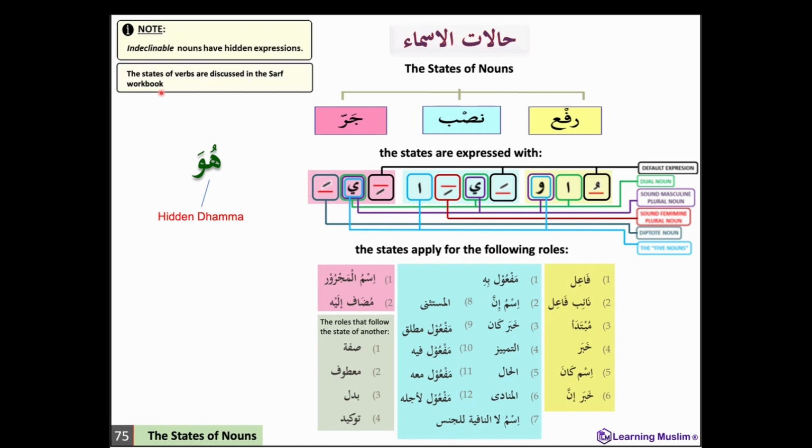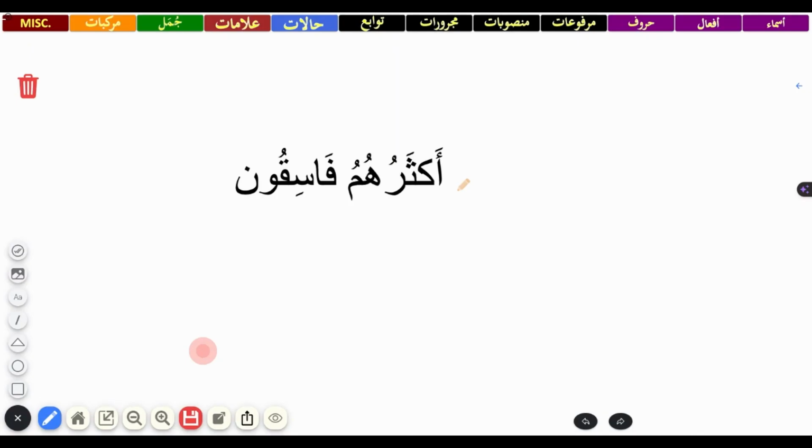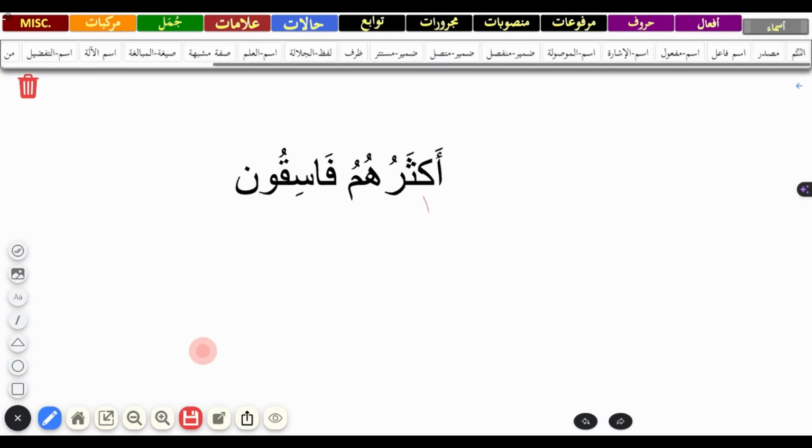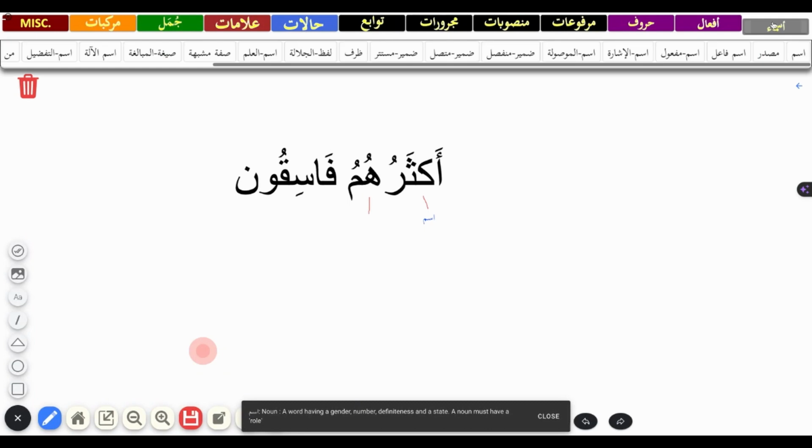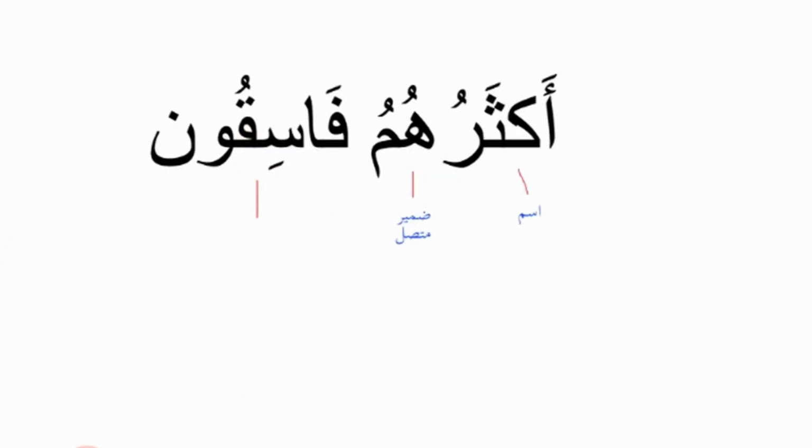Now let's have a look at some examples to see how exactly what we have just learned applies when doing analysis. أعوذ بالله من الشيطان الرجيم أكثرهم فاسقون. So here أكثر, that is an ism, a noun. Hum is a ضمير متصل, attached pronoun. And فاسقون, that is a ism فاعل. So أكثر, that ism, its role is مبتدأ مرفوع in the state of رفع, and the sign of رفع there is a ضمة. Then hum, that ضمير متصل, attached pronoun, its role is مضاف إليه, and مضاف إليه is in the state of jar. But because this is an attached pronoun, the expression of jar is a كسرة مقدرة, an implied or hidden كسرة.